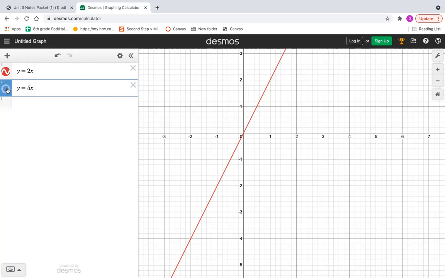So this is our original function, y equals 2x. Now when I bring in y equals 5x, notice how it gets steeper in that scenario. And the reason why it gets steeper is because our rise over our run has become greater.